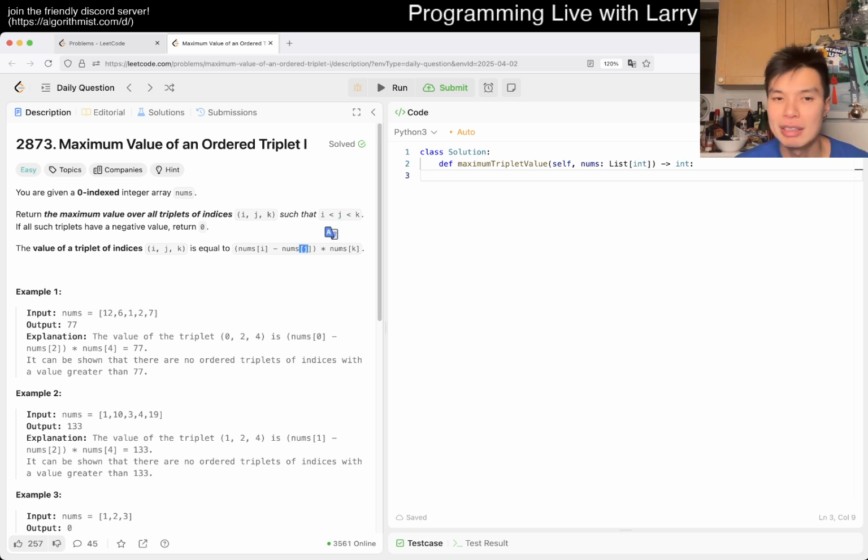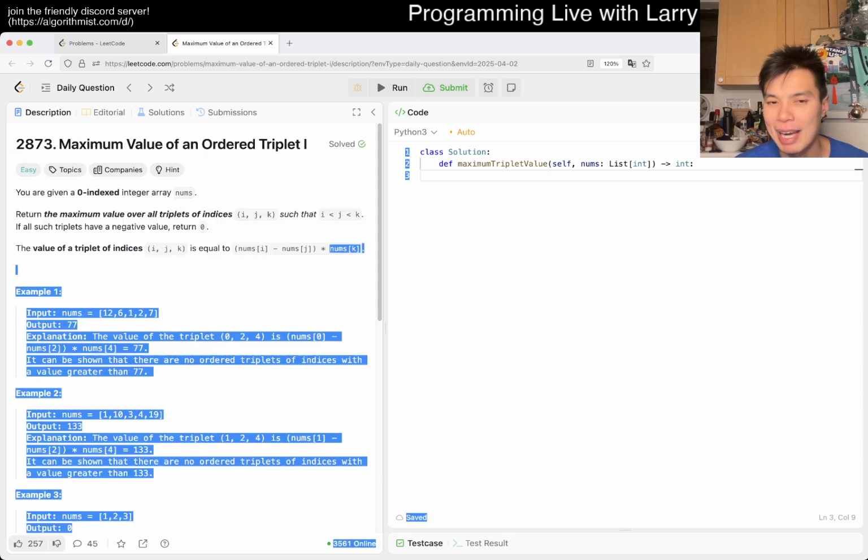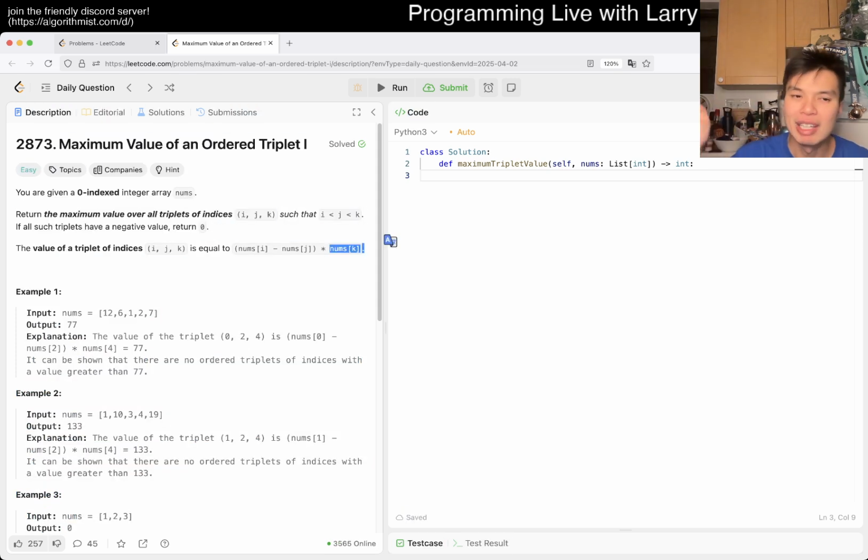Because here j, you know what? It doesn't even matter what the j index is, but num sub k is going to be to the right of j, and that's an easy optimization. That's a suffix max or something like this, right? So you can get that very easily.